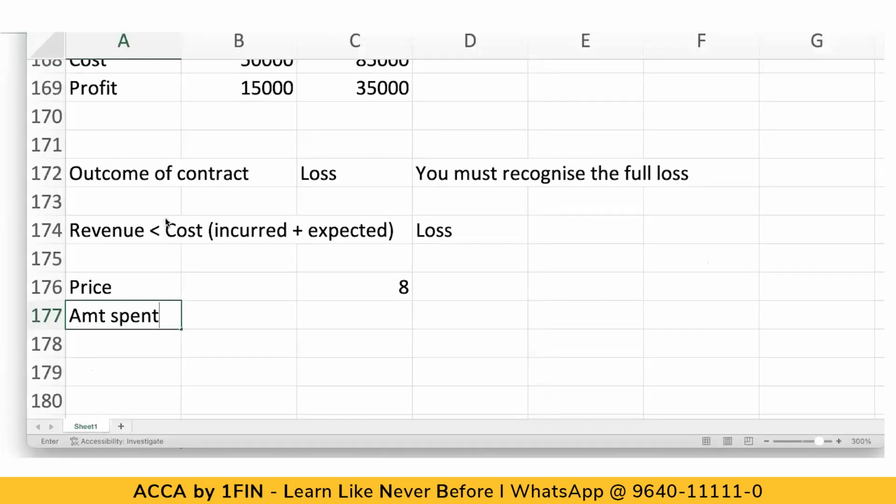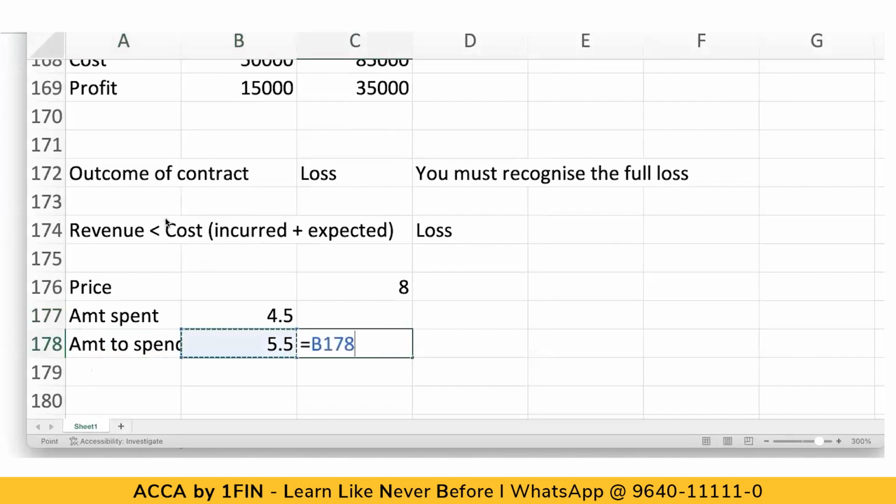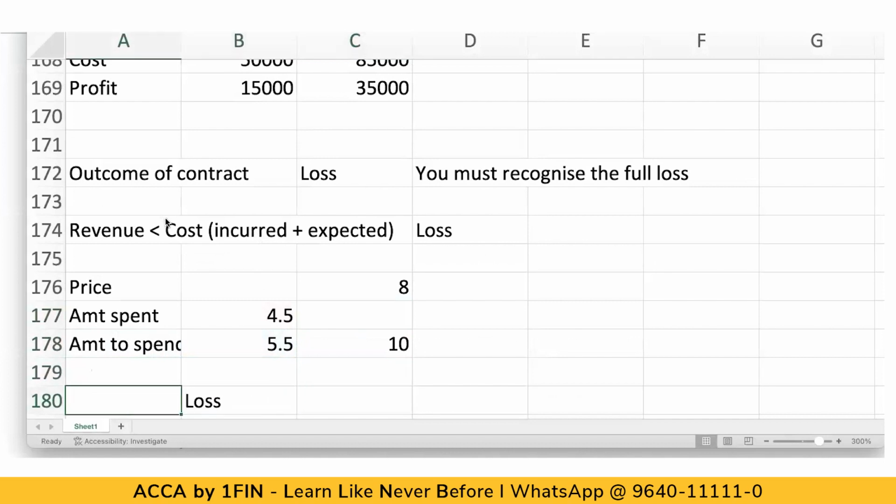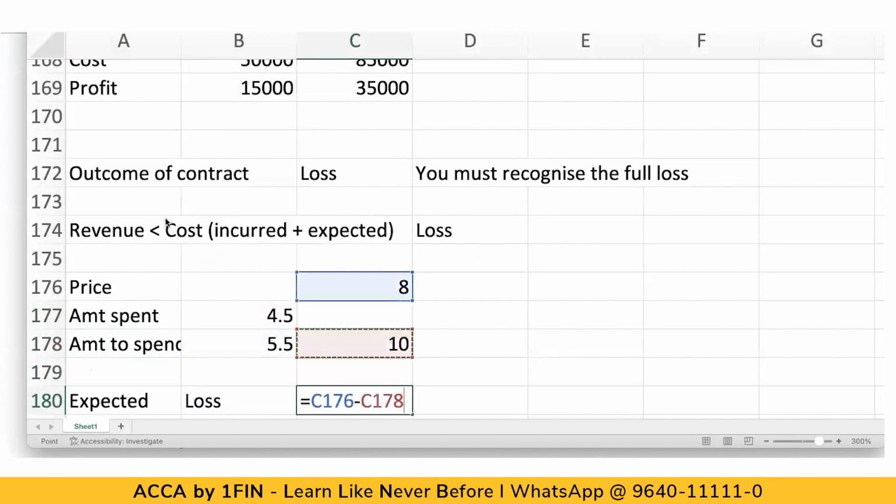Amount spent already is 4.5 million. Amount to spend is 5.5 million. So 5.5 plus 4.5, it is 10 million. So loss expected is 8 minus 10, 2 million.